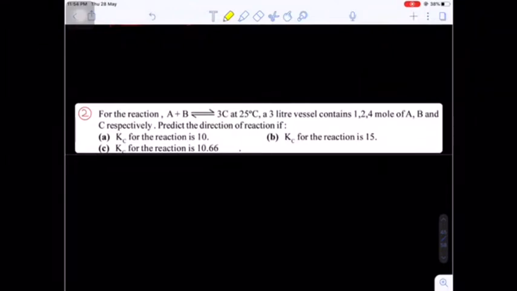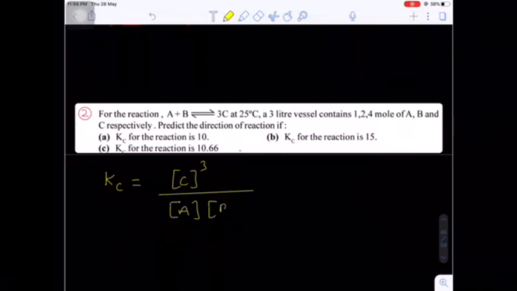Here A plus B to give 3C. So first of all, I am directly writing the Kc expression, C cube whole divided by A into B. Now this is actually not Kc, this is Qc, because we are calculating the Qc. But because Kc is already given in the question, 10, 15, 10.66, in each case we have to compare.